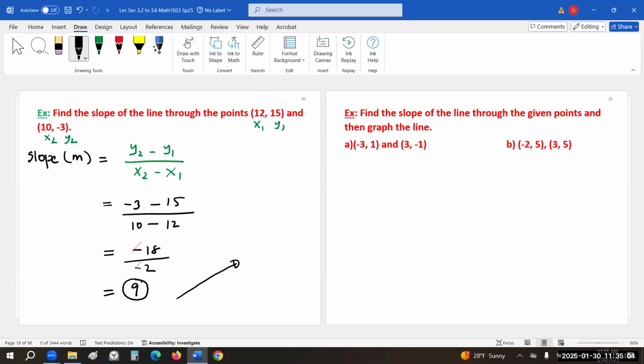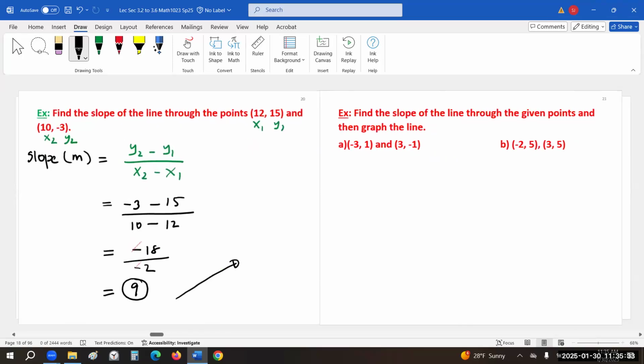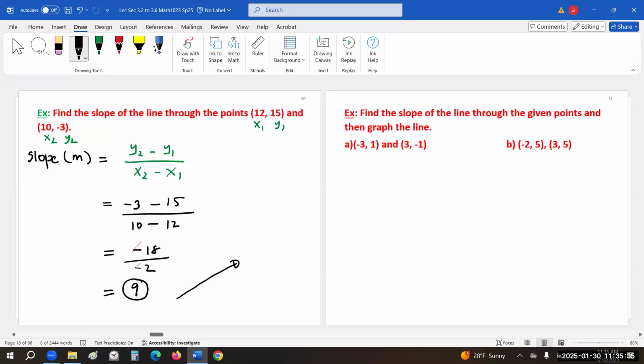How about B? Are you guys done with B? I got 0 over 5. And what is 0 over 5? How much is it? 0. Oh no, it's just 0. Okay. I should actually add one more question. A, B, C.